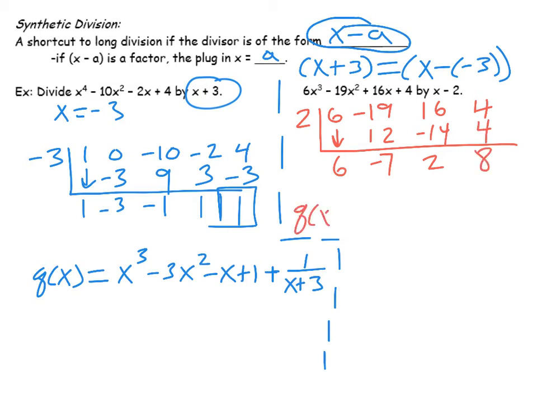So here would be our quotient. We started with a cubic, so we're now down to a quadratic. We'd have 6x squared minus 7x plus 2. Remainder, we'd have plus 8 over x minus 2, right?